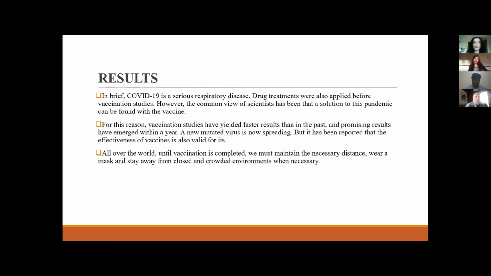And now results. In brief, COVID-19 is a serious respiratory disease. Drug treatments were also applied before vaccination studies. However, the common view of scientists has been that a solution to this pandemic can be found with the vaccine. For this reason, vaccination studies have yielded faster results than in the past, and promising results have emerged within a year. A new mutated virus is now spreading, but it has been reported that the effectiveness of vaccines is also valid for it. All over the world, until vaccination is complete, we must maintain the necessary distance, wear a mask, and stay away from closed and crowded environments when necessary.